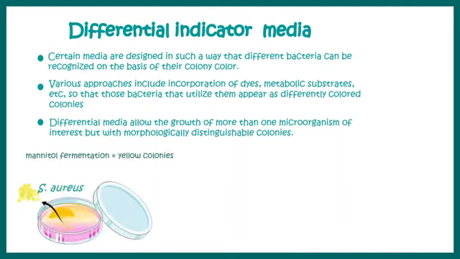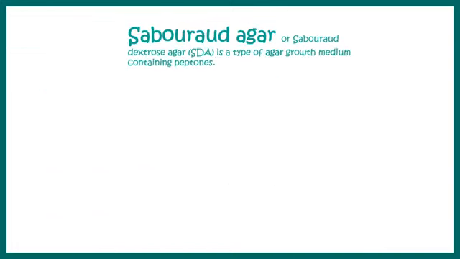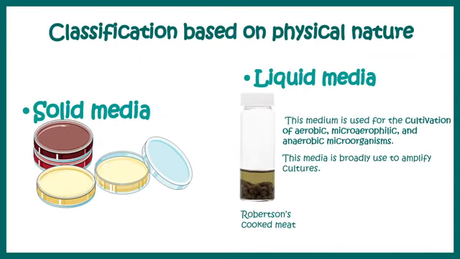A simple example was mannitol salt agar, because mannitol fermentation leads to a yellow colored colony, and this is very characteristic of Staphylococcus aureus. Also, you can think of the example of MacConkey agar, where lactose fermenters versus lactose non-fermenters can be discriminated based on their colony colors. Also, we can talk about Sabouraud agar, which is used for isolation of fungi such as Candida albicans, and these are frequently used in medical laboratories to isolate fungus, not bacteria. So it's another kind of selective media.